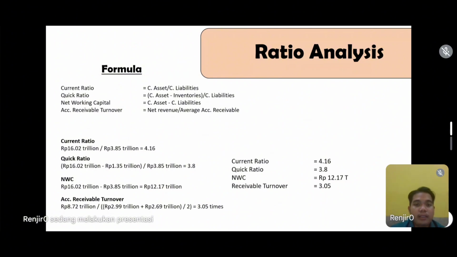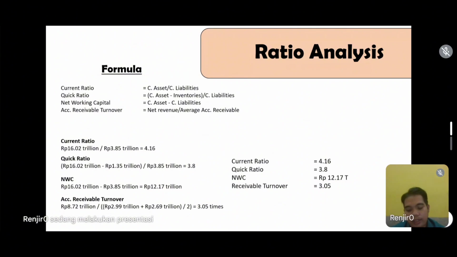And what does that mean? What does 4.16 mean? It means that with a current ratio of 4.16, Elang Mahkota Teknologi has 4 times more current assets than its short-term liabilities. This is excellent liquidity, showing that MTech can pay off its short-term obligations comfortably and still have plenty of resources left over.